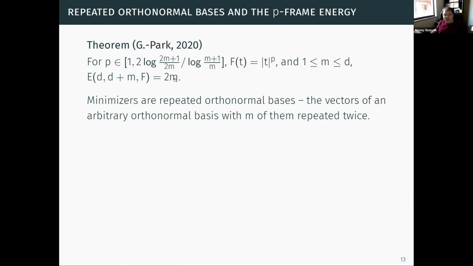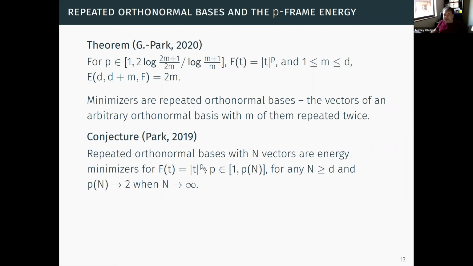We proved it only for the case when the number of points is no greater than twice the dimension, and as you can see, the degree is also fairly restricted. So the conjecture that Josiah made a year or so ago is that this is true for any number of points, and the power where this holds should actually be close to 2 when n grows. This is a conjecture that we don't know how to prove.